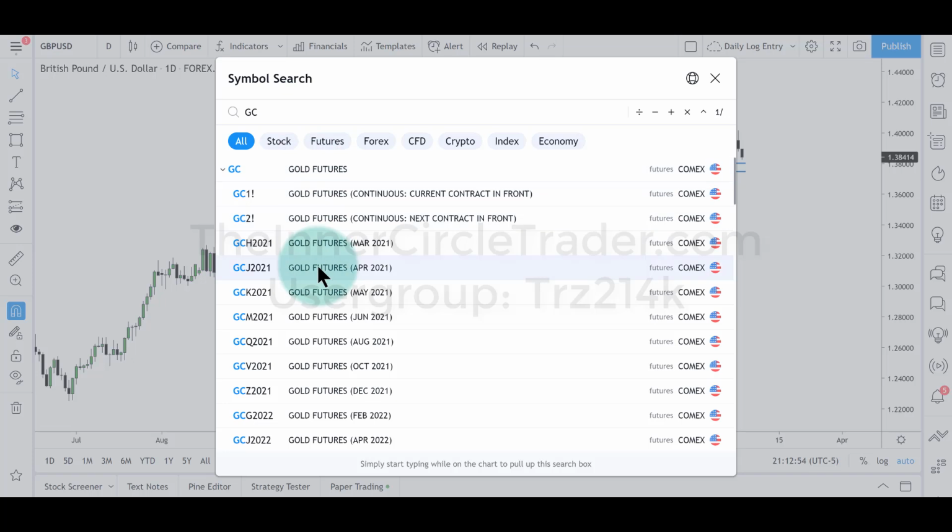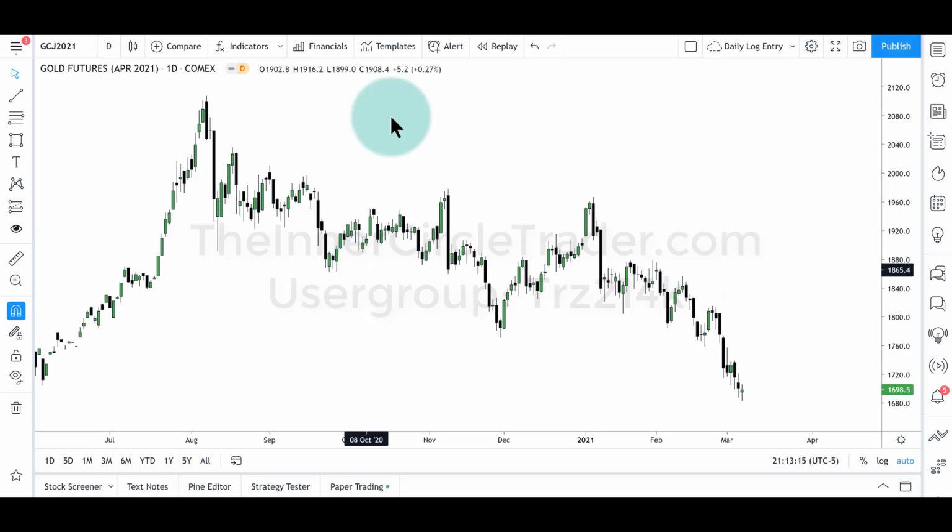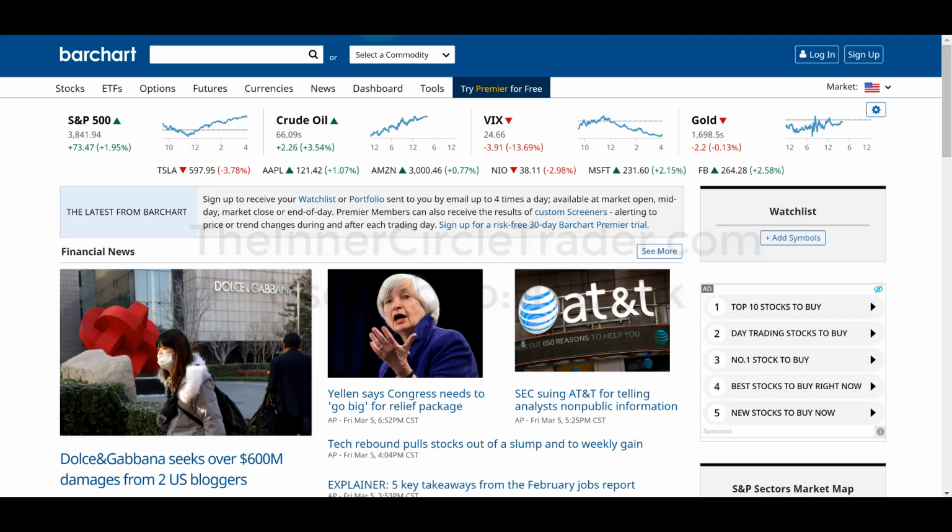And we're going to go down to April gold. Okay, the nearby contract right now is March, but that's about to expire, so I'm going to be using the data for April 21st. What's significant about these 2 months? Well, right now there's more open interest here in April, and I'm going to show you that in a moment when I go over to barchart.com.